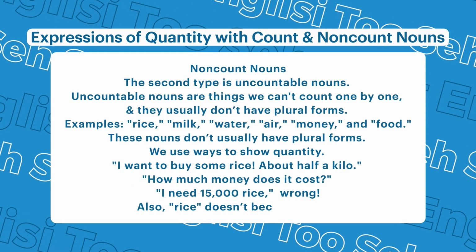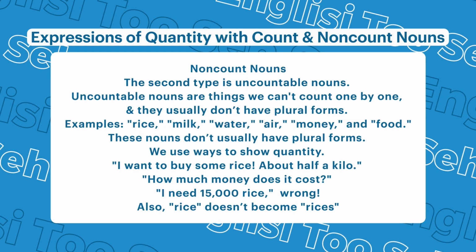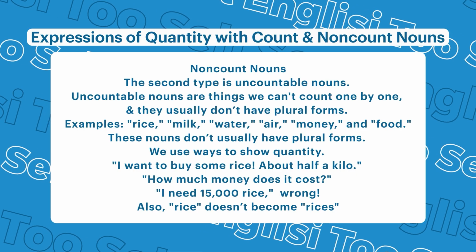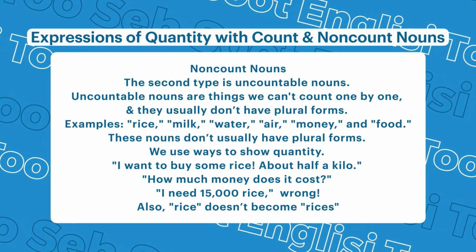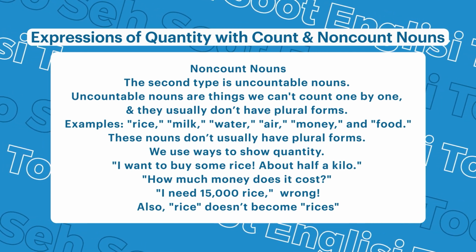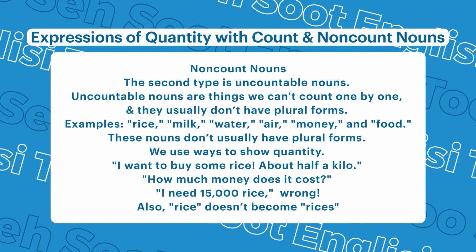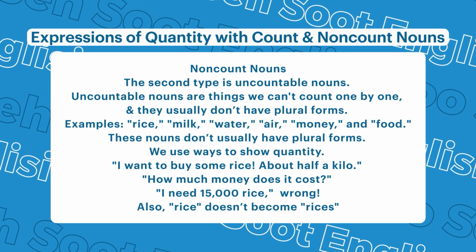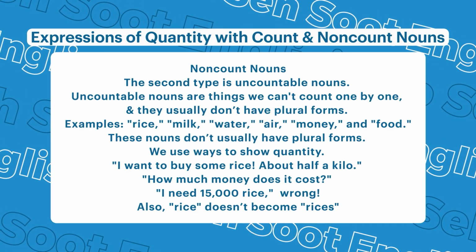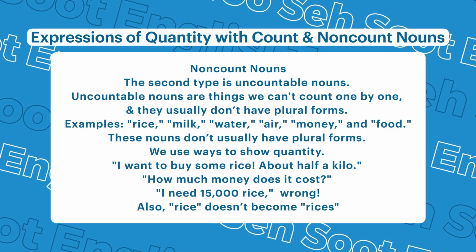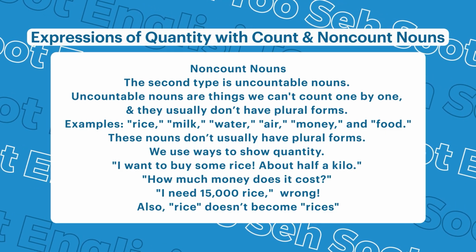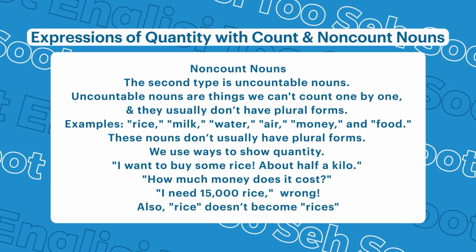The second type is uncountable nouns. Uncountable nouns are things we cannot count one by one, and they usually don't have plural forms. Some examples are rice, milk, water, air, money, and food. These nouns don't usually have plural forms. We use units to show quantity. For example, I want to buy some rice, about half a kilo. You can ask, how much money does it cost?